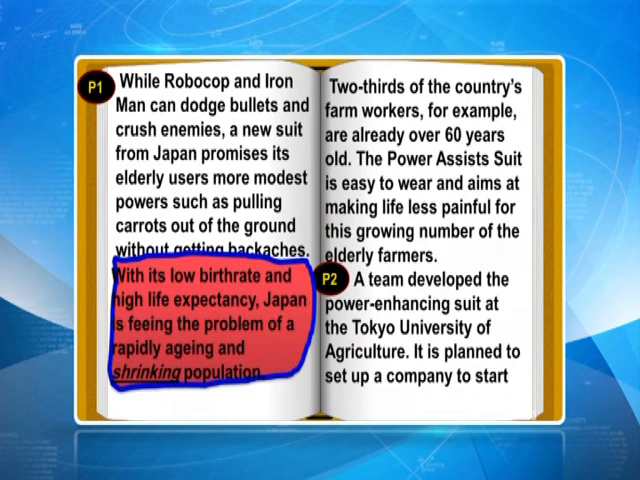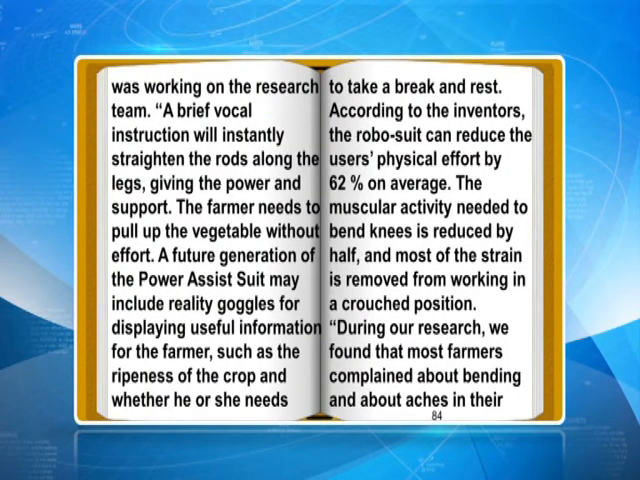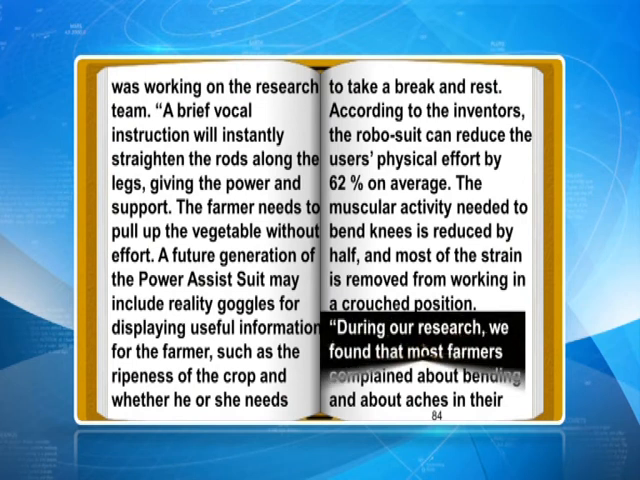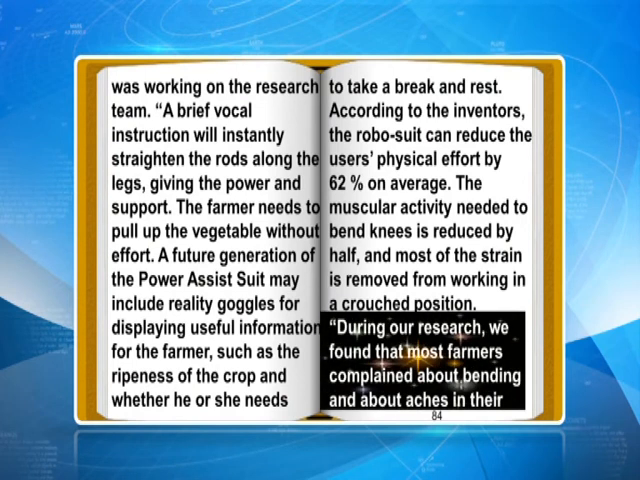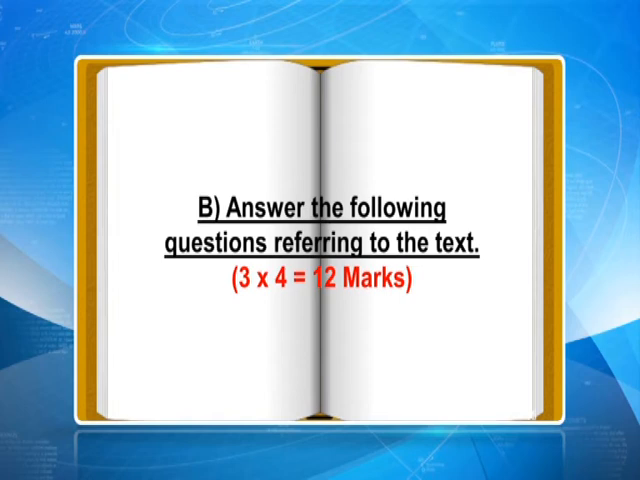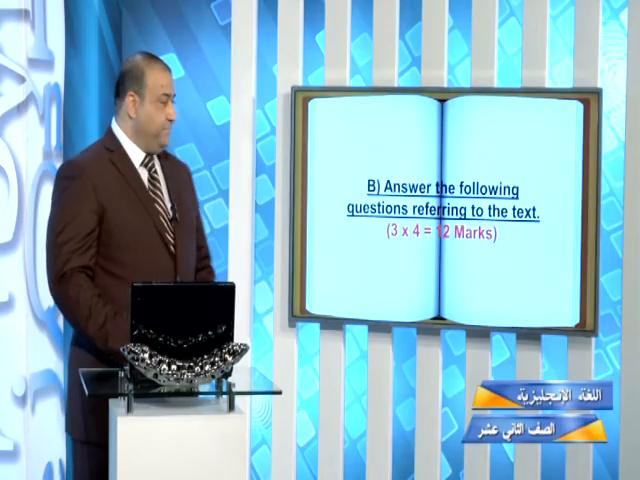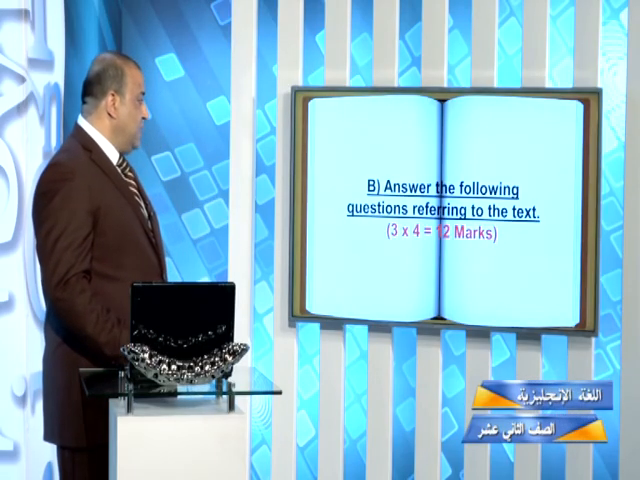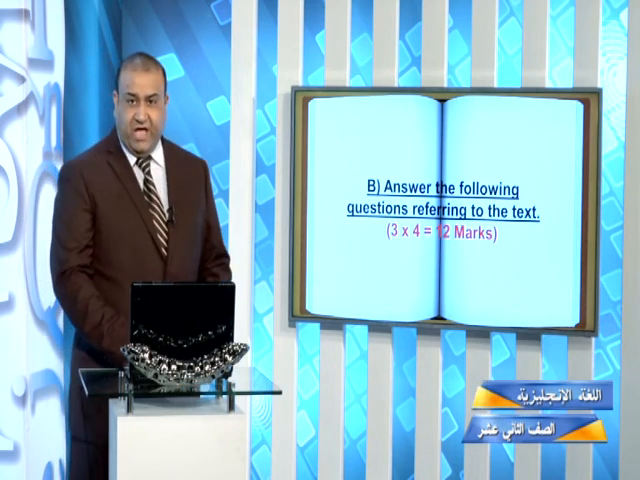With its low birth rate and high life expectancy, Japan is feeling the problem of rapidly aging and shrinking population. So this is considered a problem. Another justification. During our research, we found that most farmers complained about bending and about aches. That's why they are trying to invent a machine. Let's move now to answering productive questions. Again, you have to stick to your reading passage.